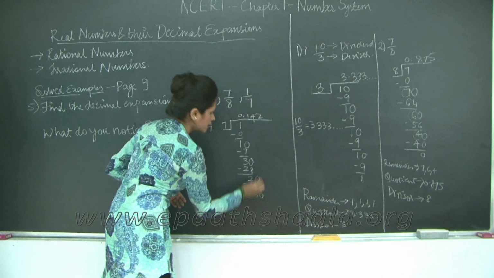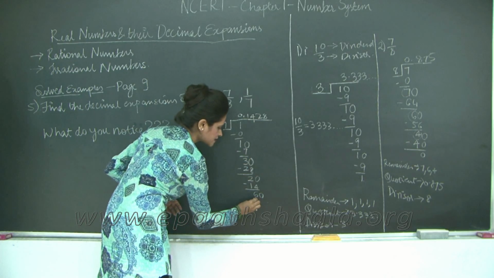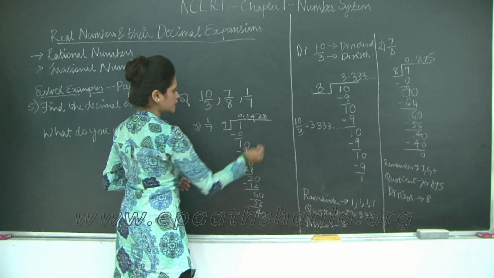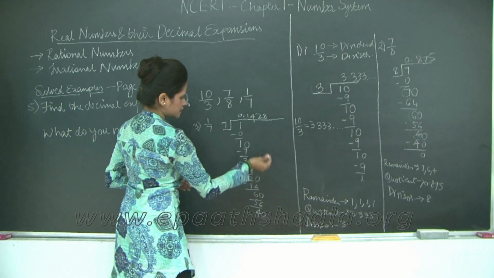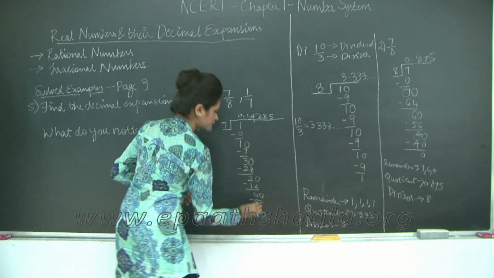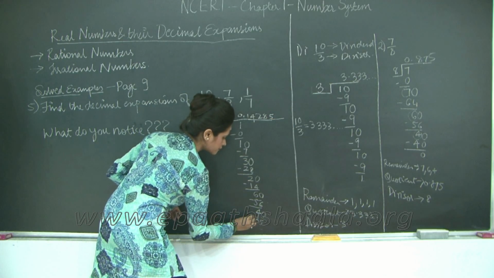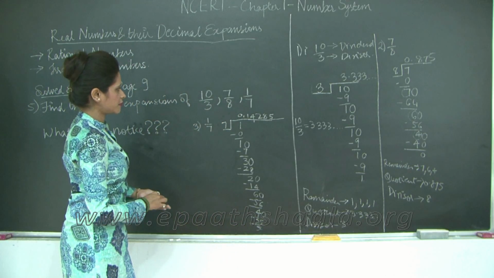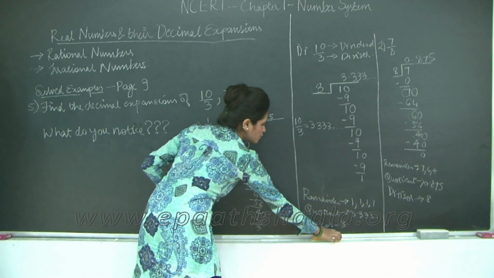6. 7 eights are 56. I'm left with 4. Again I write a 0. 7 fives are 35. 5. Okay, I do not have much space. Let us just redo this.